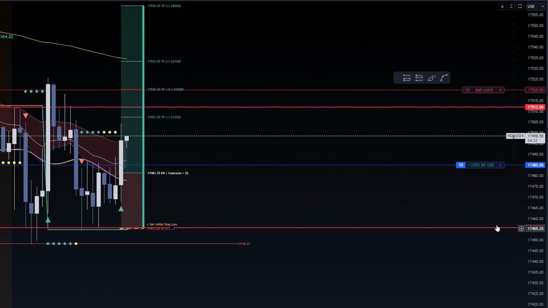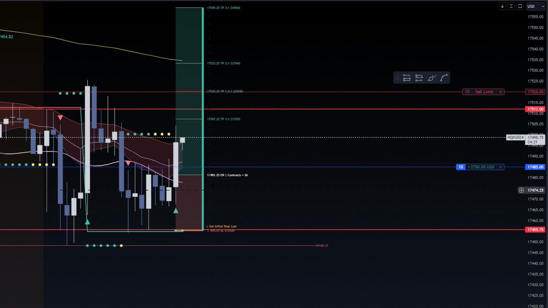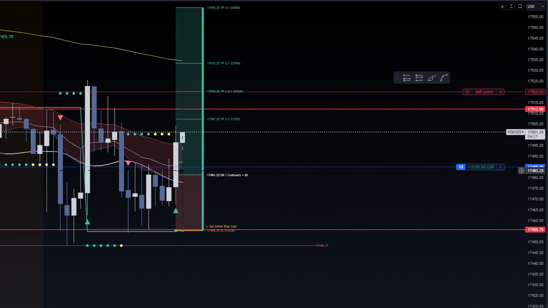Also, I want you to pay very, very close attention to what's happening to the EMAs. We have what's called compression, where you could see the 13, and what we're looking for is the cross of the 48 and the 13.